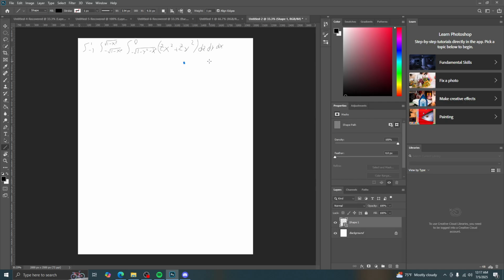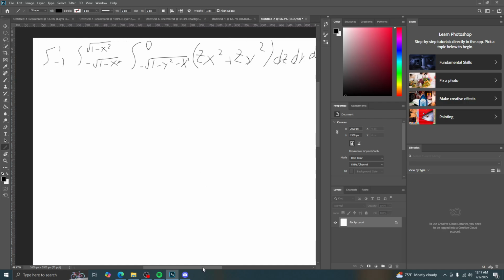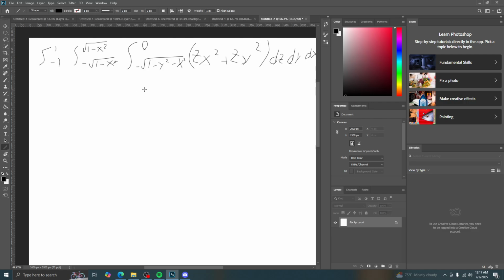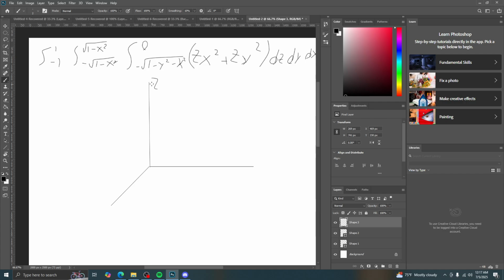Let me actually zoom in. This is going to be the z-axis. This is going to be the y-axis. This is going to be the x-axis. Well, that axis is kind of small, but that's fine. Now I'm just going to label them z, y, x.